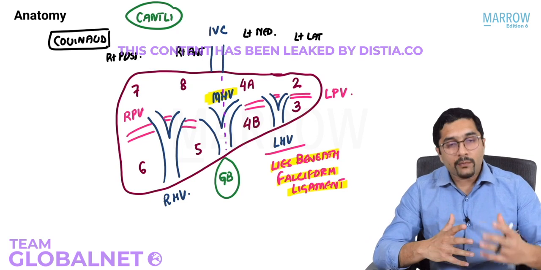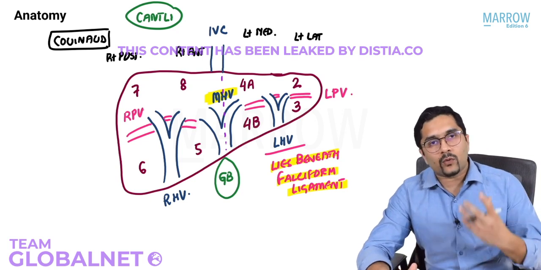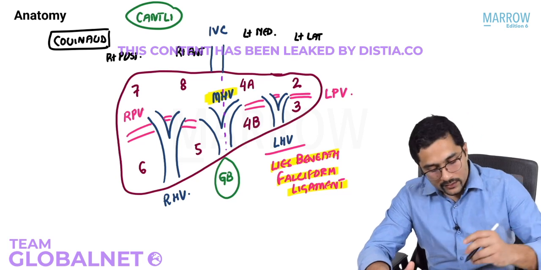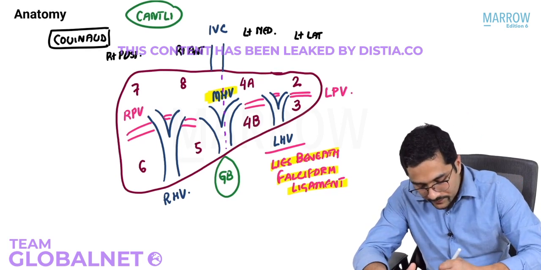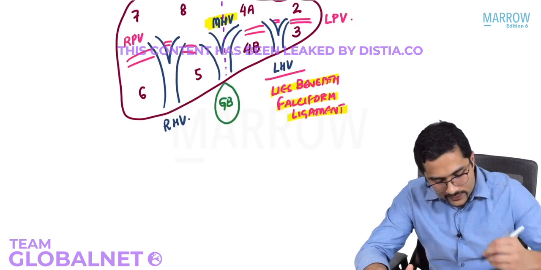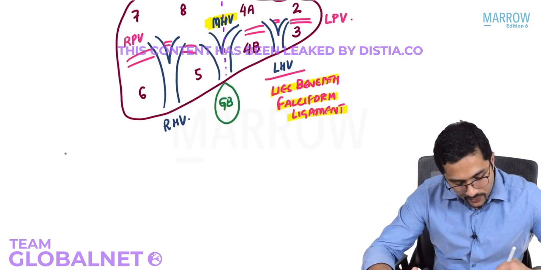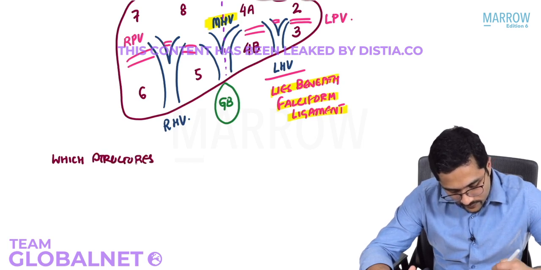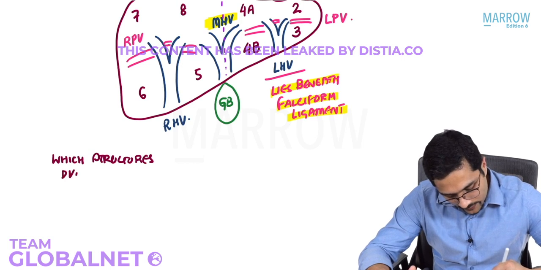Now let's talk about this in detail, and let's understand what are the various questions which have been asked in the exam pertaining to this anatomy. The first thing which was asked in the exam: which structures divide the liver into various segments?